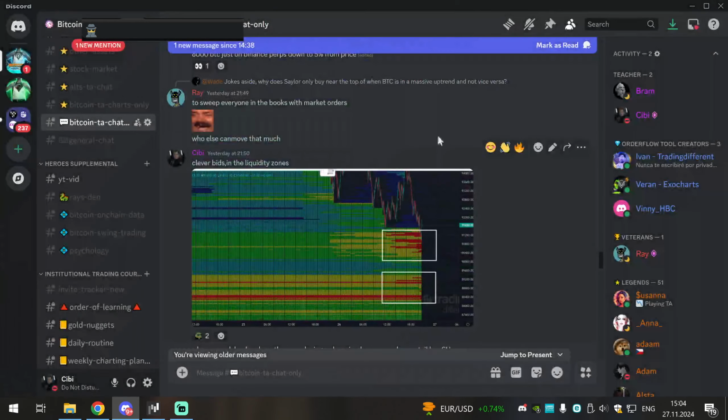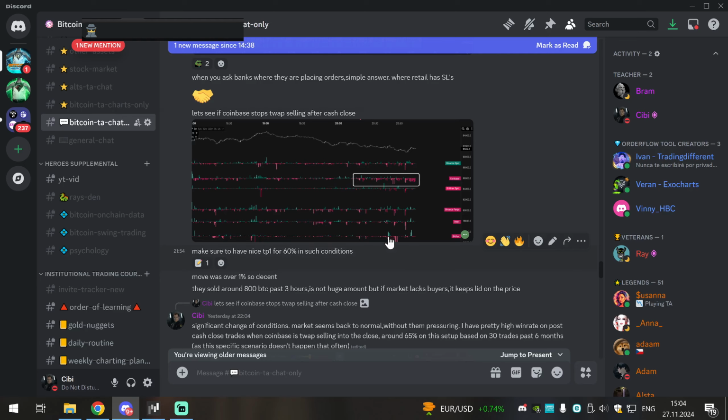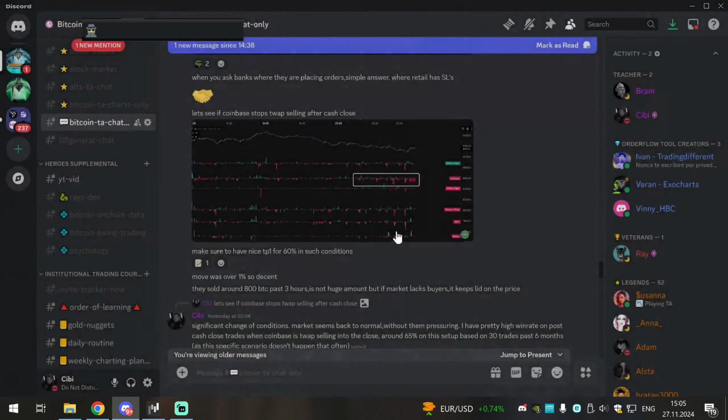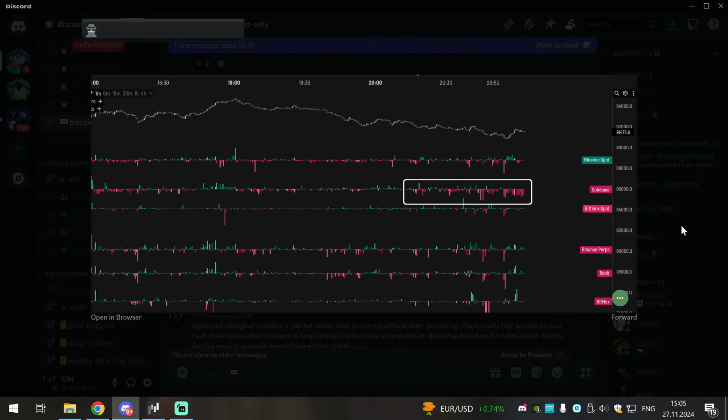You can take half of the node and bounce, because this was also a very specific setup yesterday. I predicted it well because I'm doing heavy backtesting and also journaling my trades. Coinbase was doing TWAP selling all day, and once they stopped after cash open, they usually stop TWAP selling because TWAP selling is very likely related to ETF inflows or outflows. After cash close, they were unable to do so. So I was estimating the market will bounce once they stop.